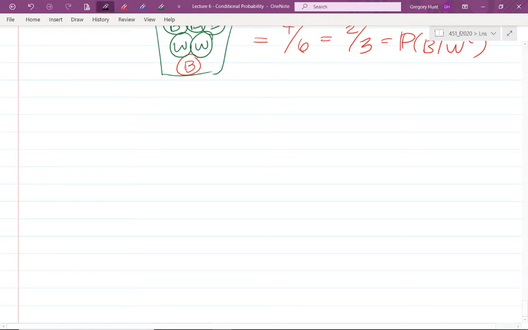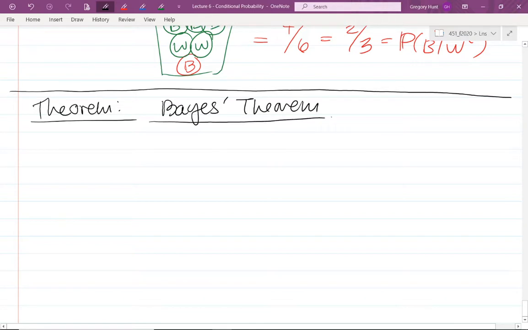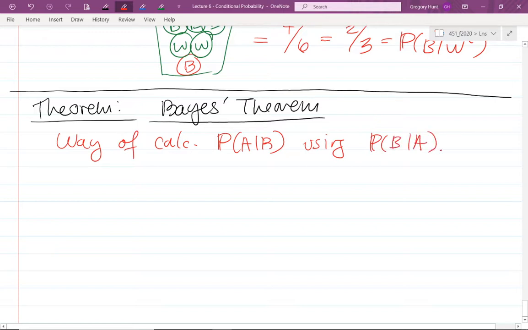Next is another rearrangement of this conditional probability formula. We're just rearranging the formula, and I'm pointing out the useful ways you can rearrange it. The next theorem is called Bayes' theorem. Bayes' theorem is a way of calculating, let's say, the probability of A given B using the probability of B given A. It allows us to convert from a world where, if I knew the probability of B given A, how could I use that to flip it around and get the probability of A given B?